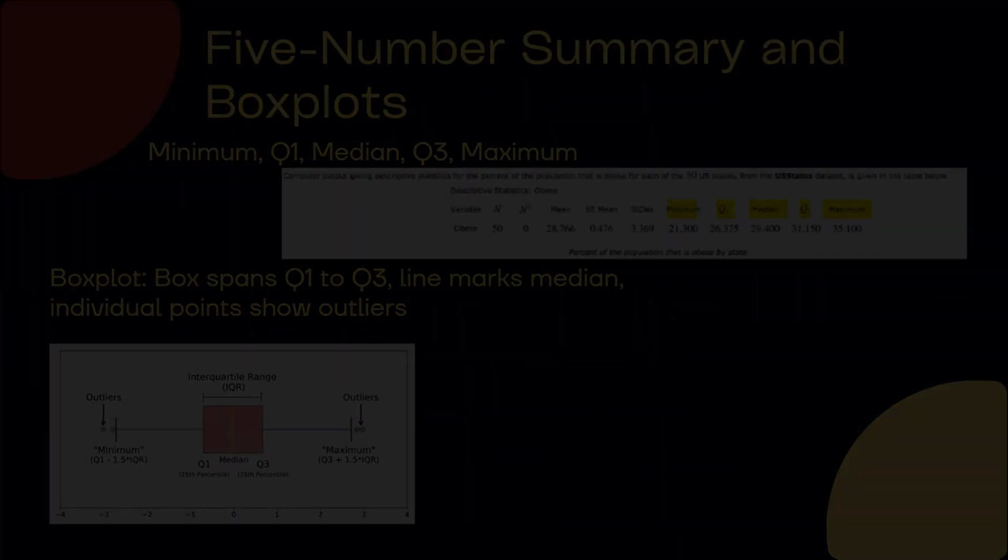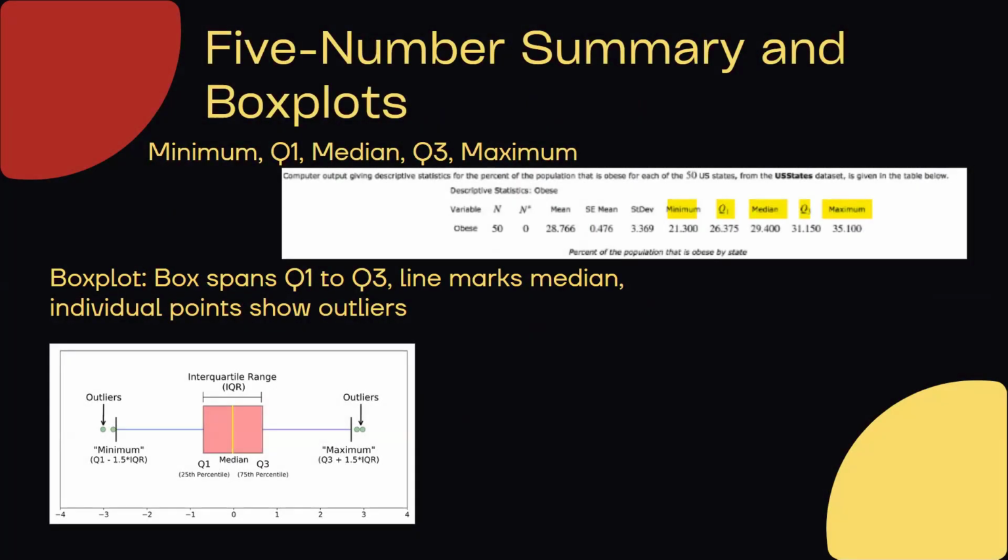Another key characteristic is the 5-number summary and box plots. The 5-number summary includes the minimum, Q1, the median, Q3, and the maximum. You can see in this computer output here, I've highlighted the 5-number summary, and oftentimes in computer outputs, they will give you the 5-number summary.